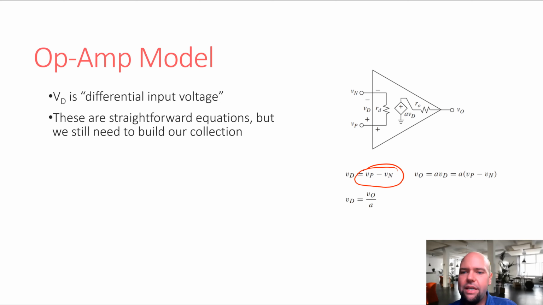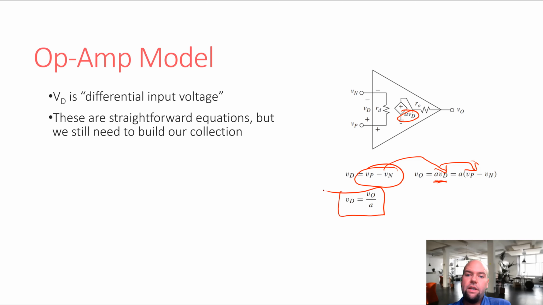And what's the output going to be? Again, it's fairly straightforward. It's the open loop gain term times VD, that input differential. Substituting that, we get this expression. And another way to write the input differential, based on the output voltage and that gain term, is like this.